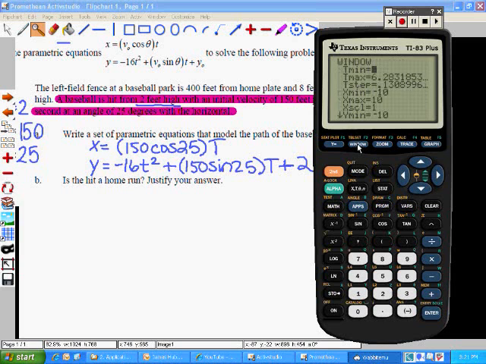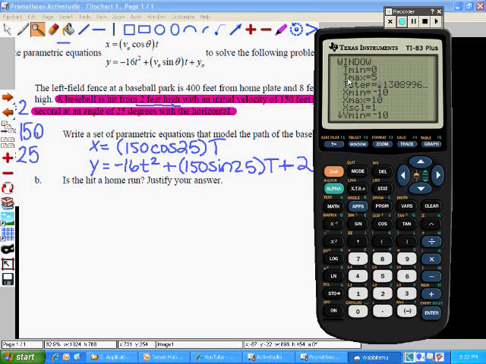Now let's talk about the window. Remember, T min and T max. The best way to think about T is time. How long is it going to take for this baseball to go? Obviously, I always want to start time at 0 when I'm talking about situations like this. Usually time can go between 5 and 10 seconds. I'm going to type in 5. T-step. This is very important. T-step, remember, is what we're counting by.